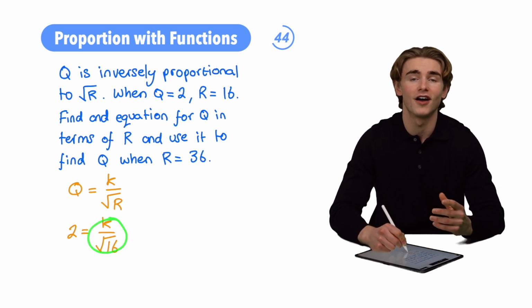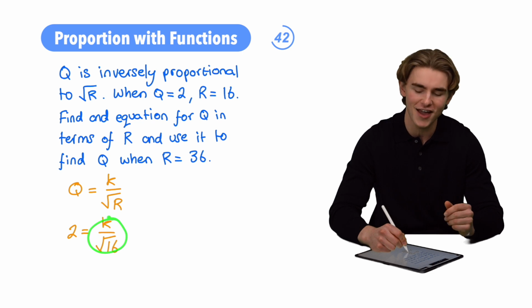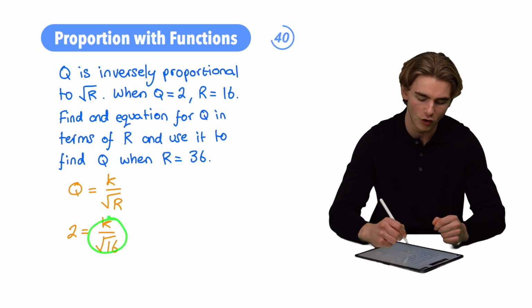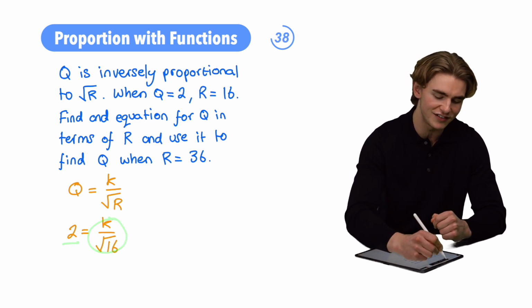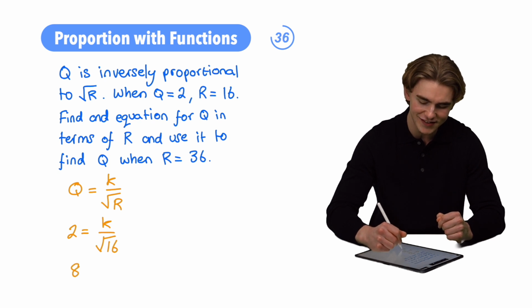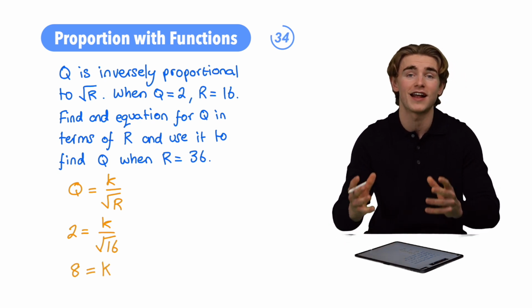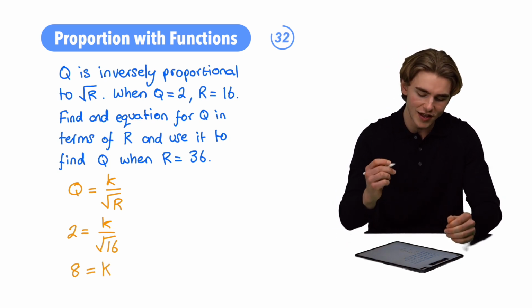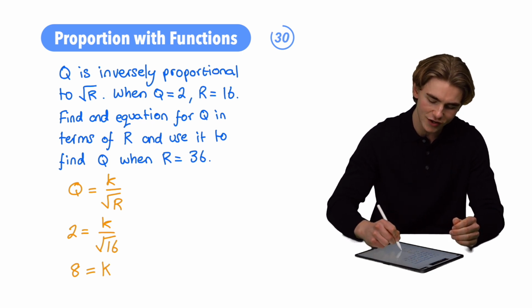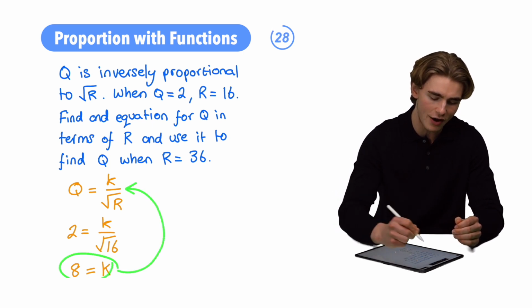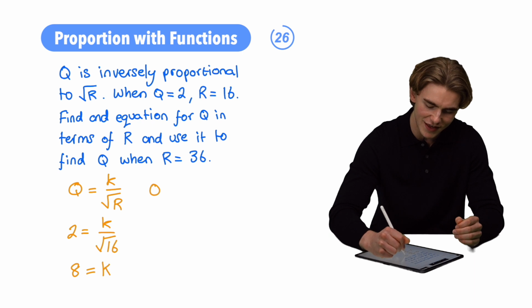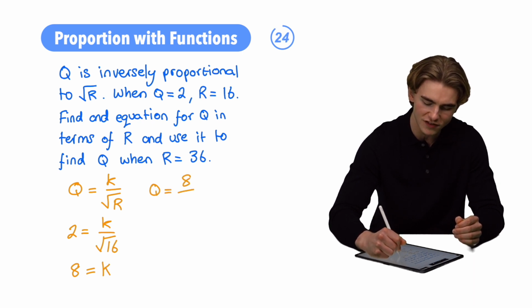Then to move that 4 to the other side, getting the k on its own, we can multiply both sides by 4. 2 times 4, that's going to be 8, so we're essentially going to get that 8 is equal to k. Now we can write out the relationship between q and r, guys, substituting in that value of k to our original formula that we wrote out. We're going to get that q is equal to 8 over the square root of r.